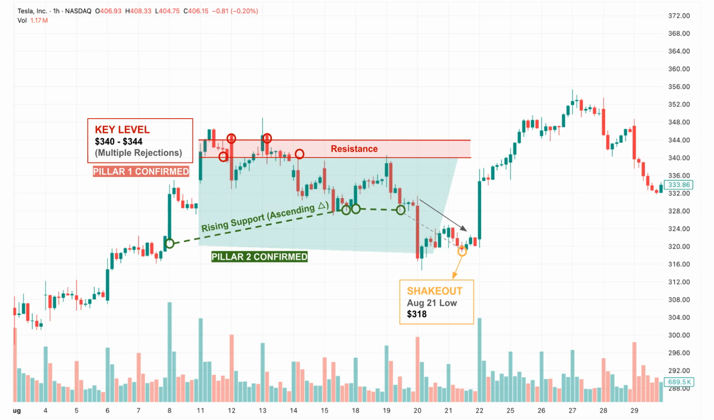The ascending triangle remains structurally intact. The $340 to $344 resistance ceiling is unchanged. The shakeout gives us our stop-loss anchor, below the August 21st low of $318. Now, on August 22nd, Tesla opens at $328 and surges. By the close, the candle has driven price to $340, closing just above the prior close resistance cluster of $339 to $340 established by August 11th, 12, and 13. The breakout close is confirmed.